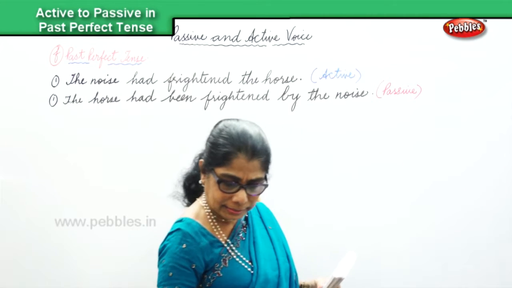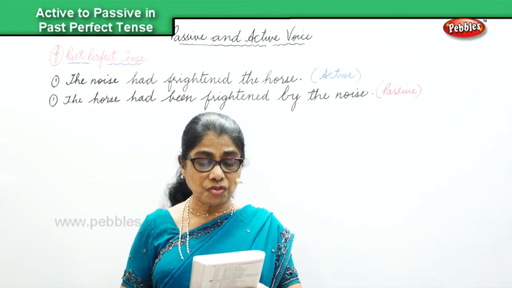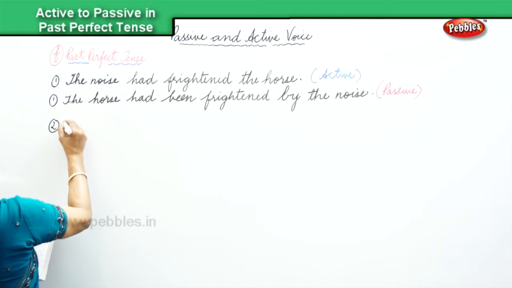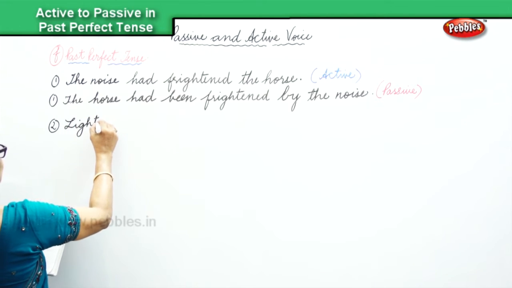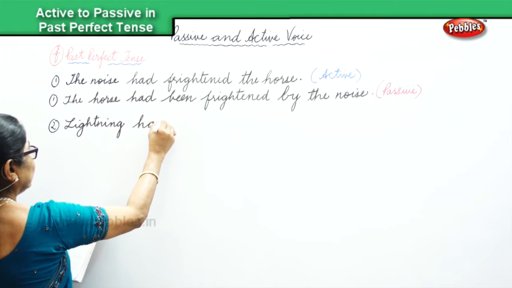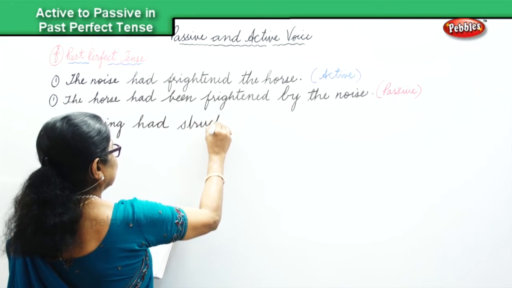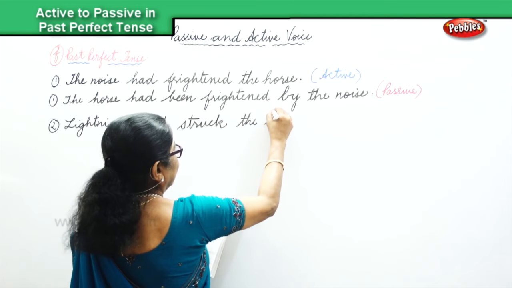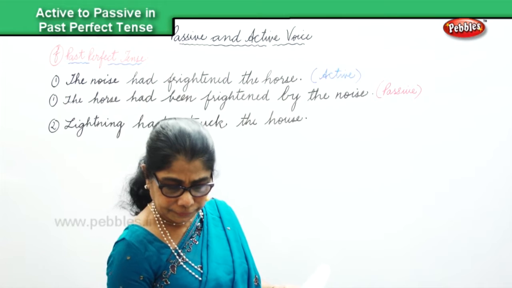Let's take another sentence. And I have a sentence here. Lightning had struck the house. That's the active.